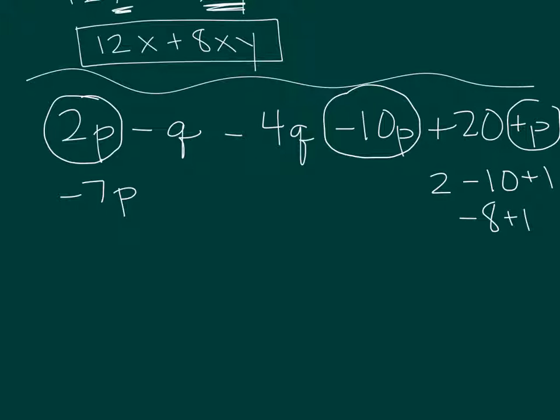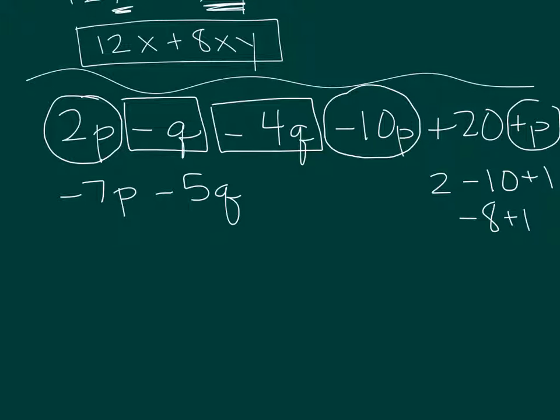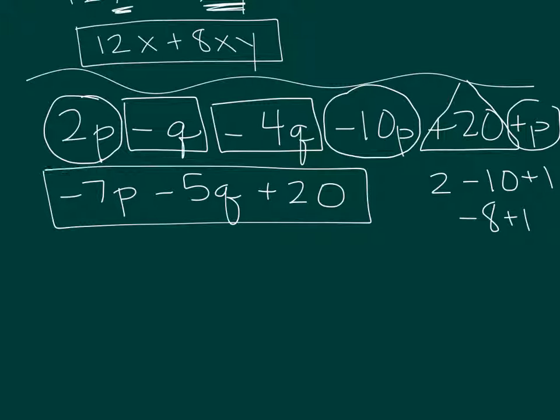Then we have to deal with our q's. I have a negative q, a negative 1q that is. I have a negative 4q, and that's it. So together that's negative 5q. Plus I still have this 20, and I draw triangles as my third shape when I have a third term. And then I just tack that onto the end, plus 20. There's nothing else that we can do, and therefore that is our expression.